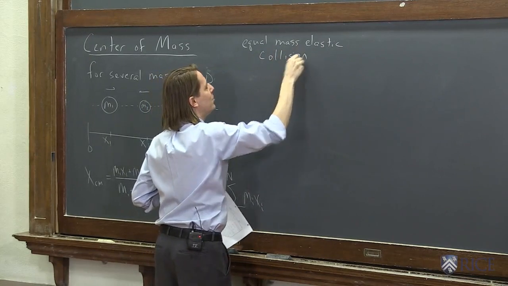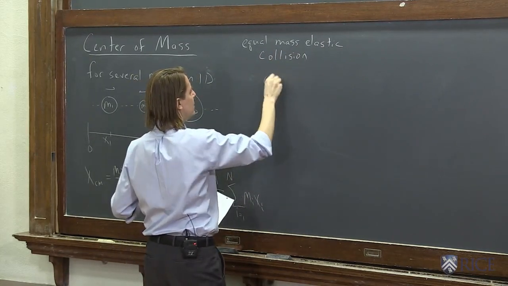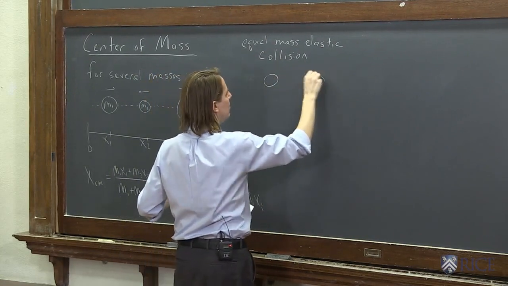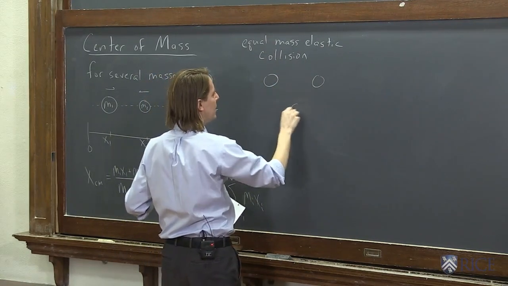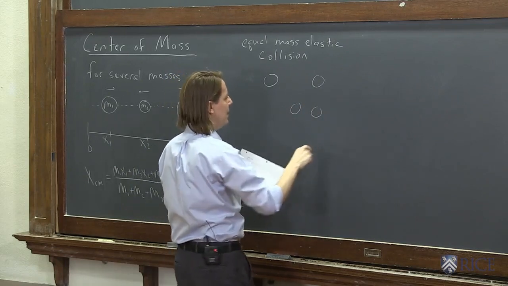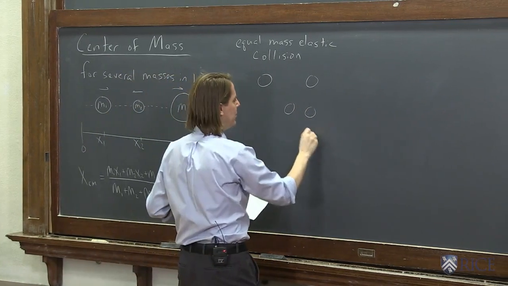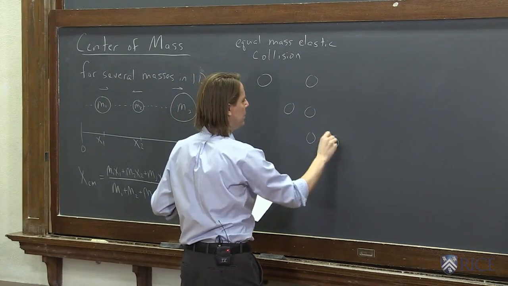And let's watch what happens in time. Let's make a movie here of the equal mass elastic collision. We had a mass here and a mass here, and they approached. And then we had a mass here and a mass here. And then they hit, and remember, they exchanged velocities. So this one stops, and then this one keeps going here.